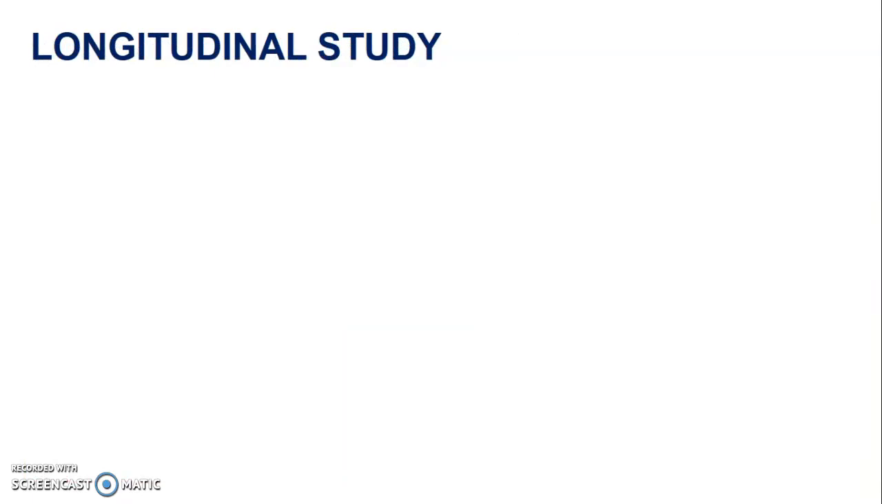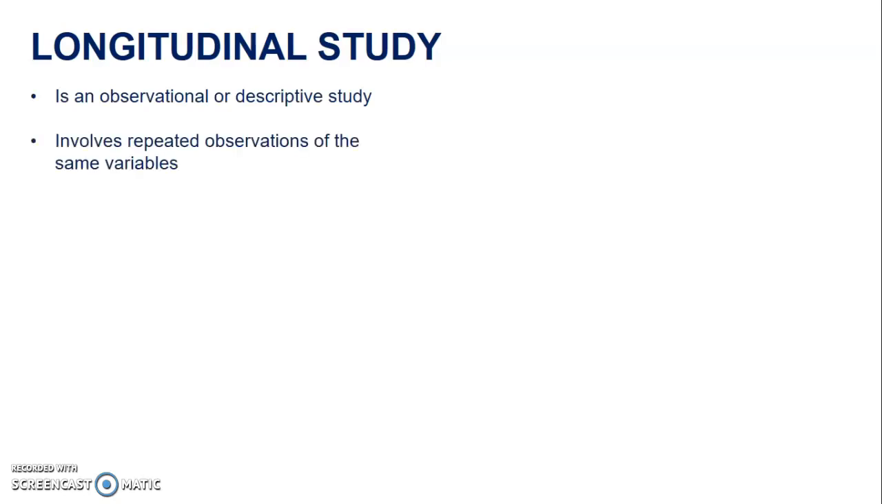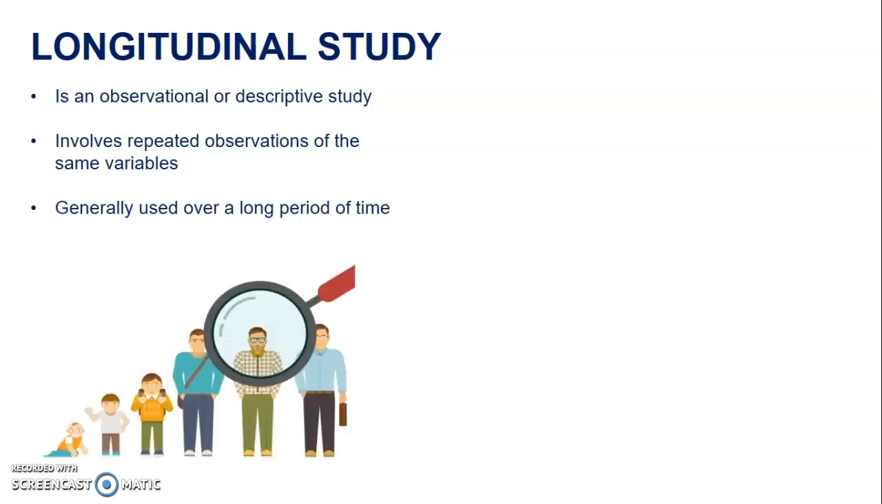So the next one is a longitudinal study, and this is very similar. So it's an observational descriptive study that involves repeated observations of the same variable. So rather than cross-sectional, looking at a single point in time, this one is going to be repeated. So you're going to be almost looking at these people or checking up on them at regular intervals. So again, used over a long period of time. This could be months, years, possibly even decades.